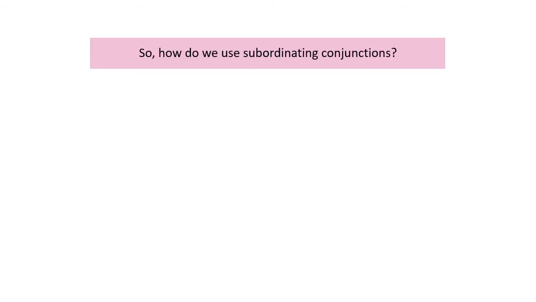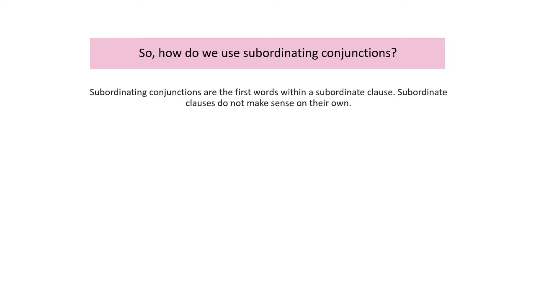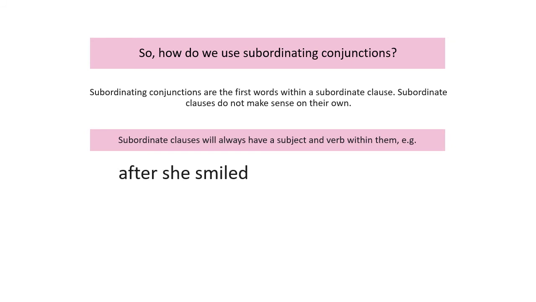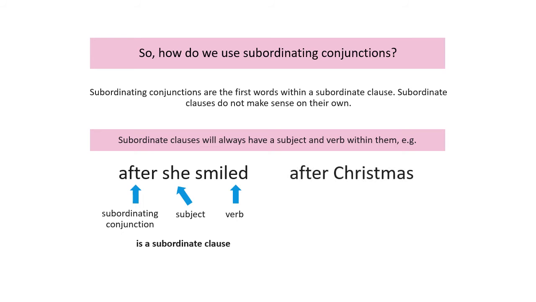How do we use subordinating conjunctions? Subordinating conjunctions are the first words within a subordinate clause. Subordinate clauses do not make sense on their own. Subordinate clauses will always have a subject and a verb within them. So we've got our subordinate clause after, we've then got our subject, she, and the verb smiled, what she is doing. So this has built a subordinate clause with a subordinating conjunction starting it. Remember, if you see a subordinate clause, it's going to start with a subordinating conjunction. After Christmas, here, after is being used as a preposition, and it is not a subordinate clause.